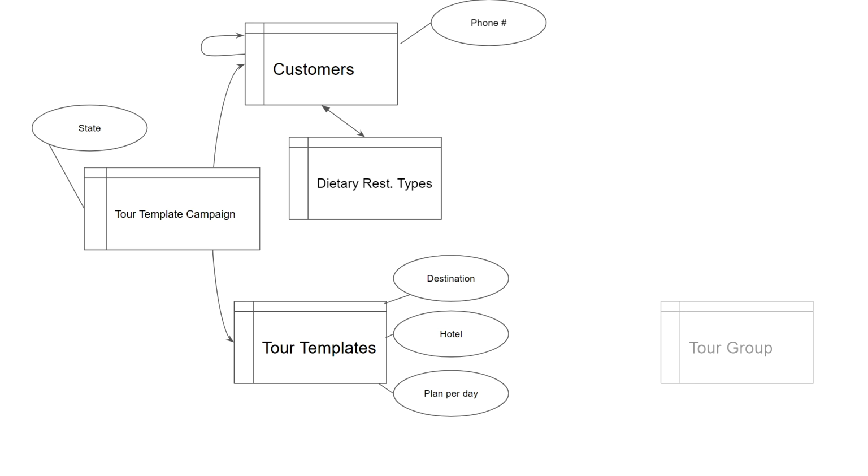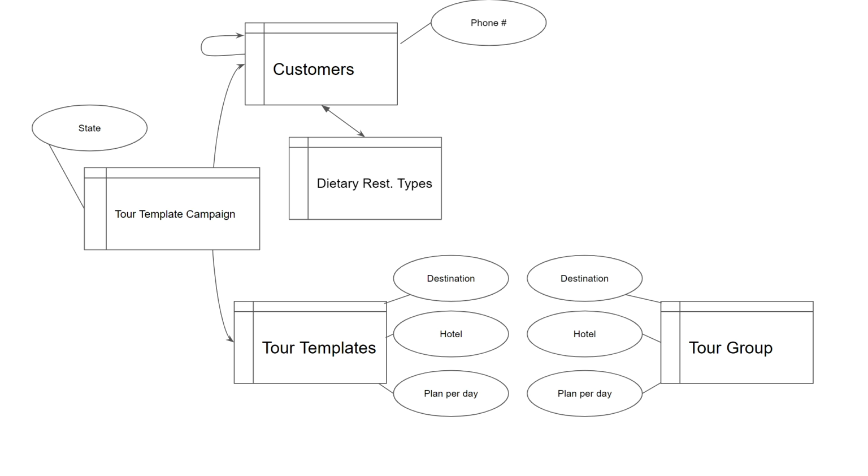This specific group is reflected in a record of table tour group. It can be considered as an instance of a tour template, and it has inherited properties as well as a date and a state. States can be planned, pre-flight, in-tour, or cancelled.